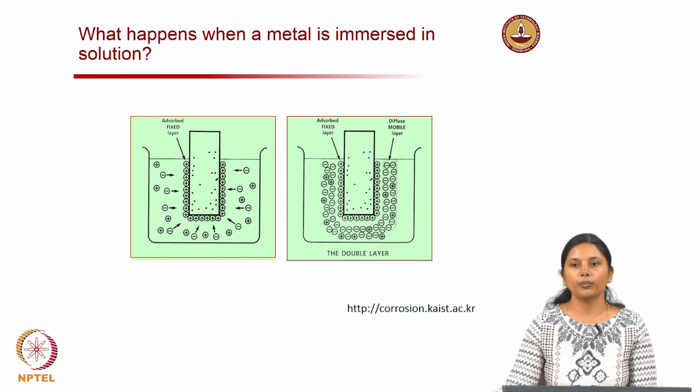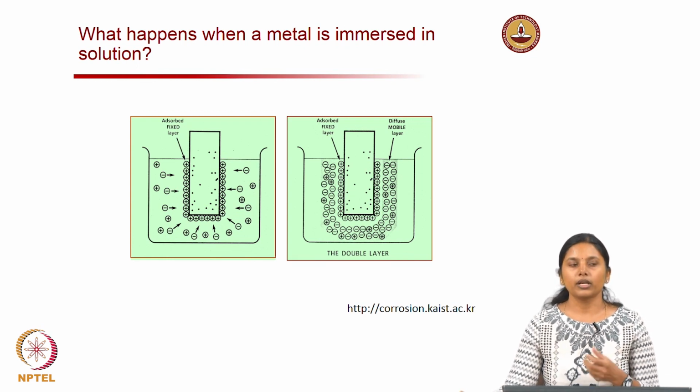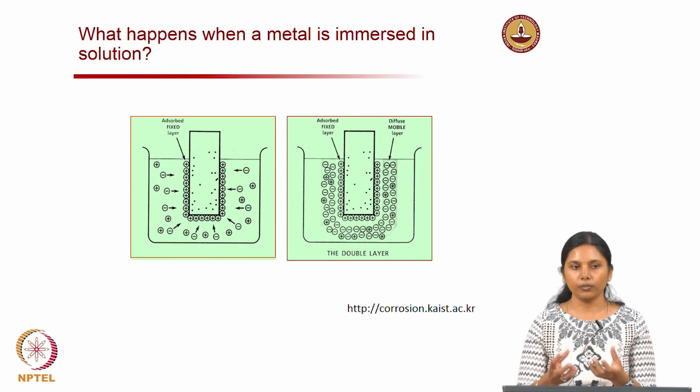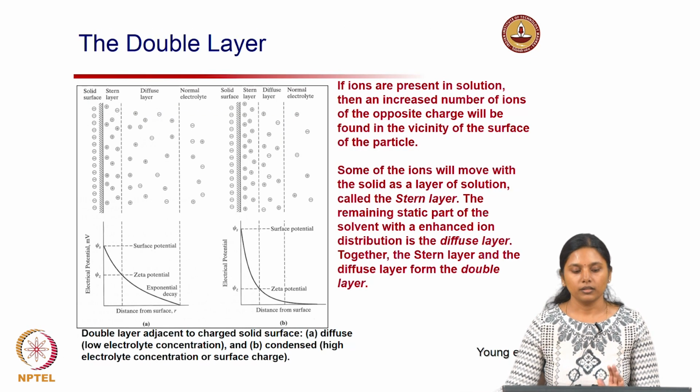What happens when a metal is immersed in a solution? When a metal is immersed in an electrolyte, there will be a reaction. Because of the reaction, there will be a surface charge formed on the metal. Due to this surface charge, ions from the electrolyte will move towards the surface and adhere to the surface. This adherent layer is the fixed layer, and surrounding that layer we have another layer called the diffuse layer, where there will be dispersed ions and then there will be electrolyte. So, this is the typical representation of a double layer.